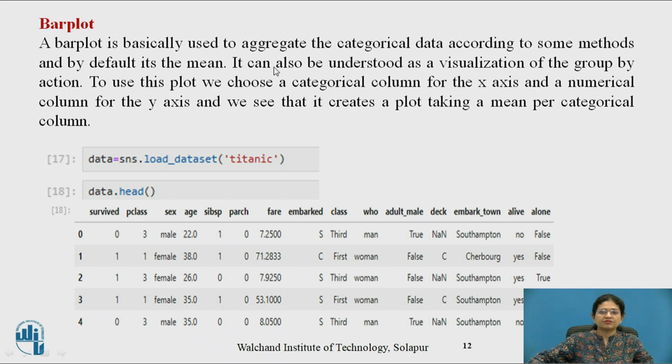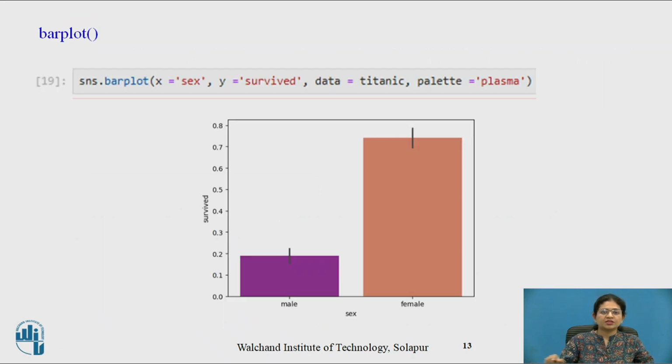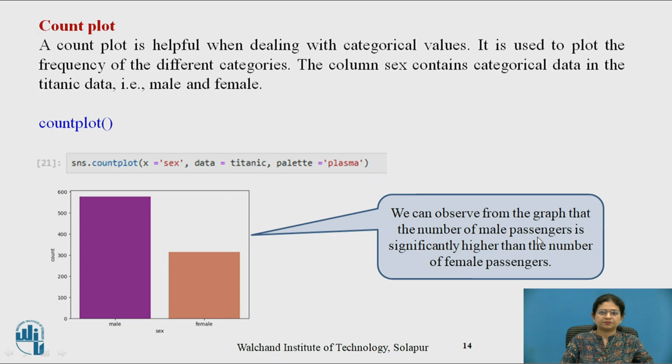Look at here, I have taken the Titanic data set. This Titanic data set has features like survived, passenger class, sex, age, siblings, parch, fare, etc. Now look at here, when the bar plot method is called, x equal to sex, y equal to survived. So on the x-axis there is male and female, and on the y-axis the survival is shown, with data equal to titanic and palette equal to plasma. The palette plasma is used to set the color of the bars.